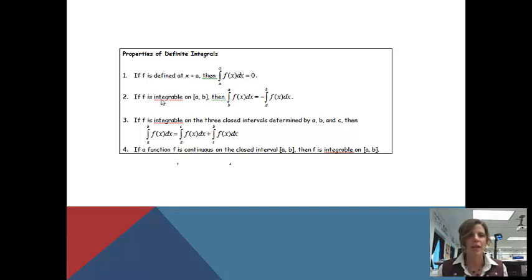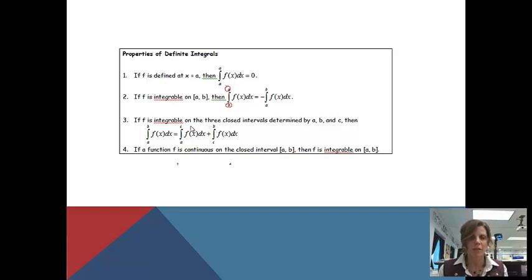Okay, if f is integrable, you can take the integral. Then the integral from b to a is equal to the opposite of the integral from a to b. So if you switch the endpoints around, then you actually have to take the opposite of the integral.